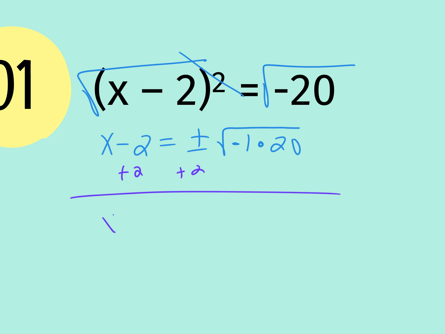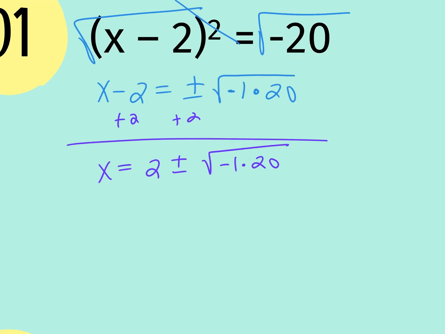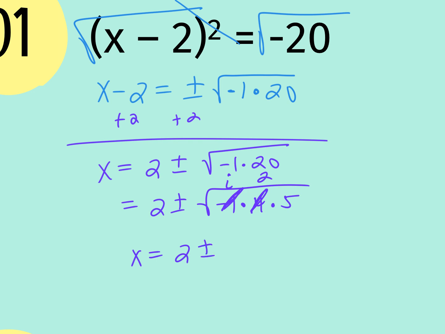I like to write it in front, so I have x equals 2 plus or minus square root of negative 1 times 20. Now we have to break down. What can you break down the square root of 20 into? Okay, so look, guys, you have negative 1 times 4 times 5, right? What is the square root of negative 1? i. What's the square root of 4? 2. So your answer is x equals 2 plus or minus, what goes out in front? 2i times the square root of 5.